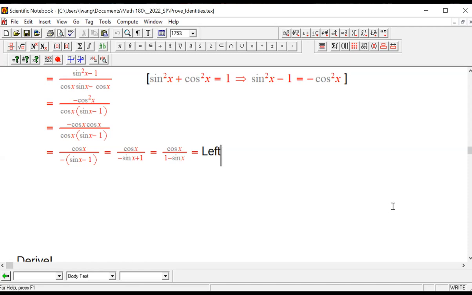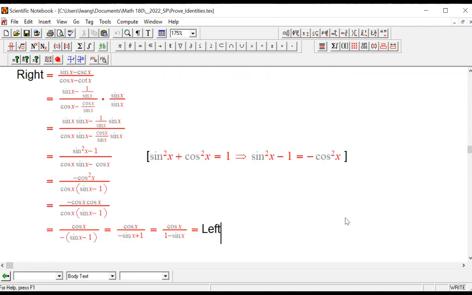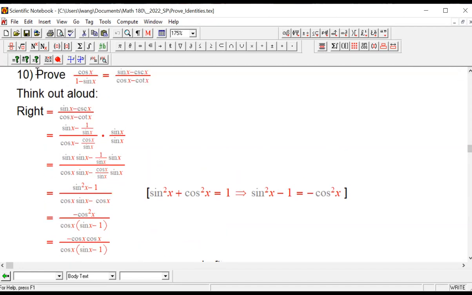Okay, so that's the left-hand side. We got it. But pay attention to the sign manipulation, right? Because here we have that deriving, so be careful. Don't drop the sign. If you drop the sign, you won't get it. At each step, the sign manipulation is very important. Don't drop a sign. Be very, very careful, in other words.